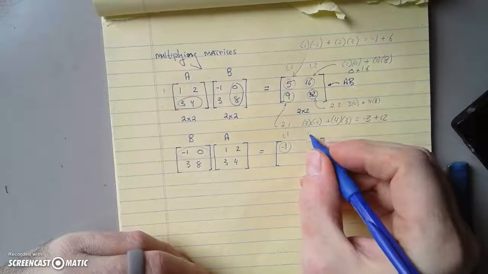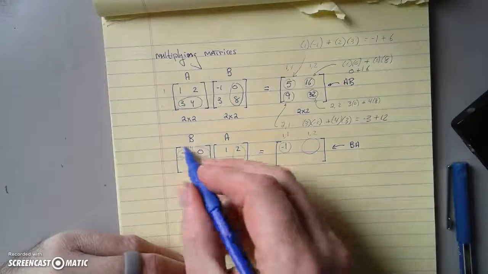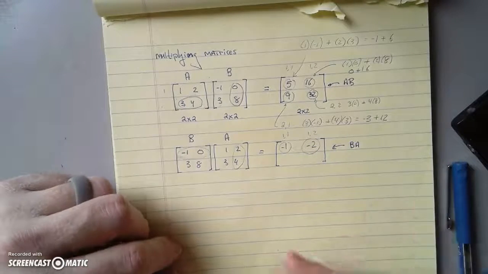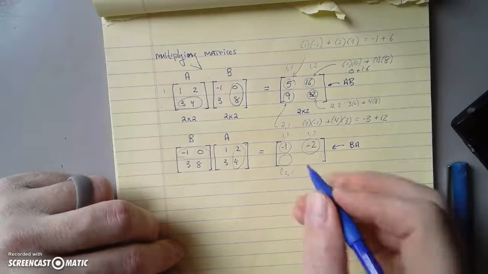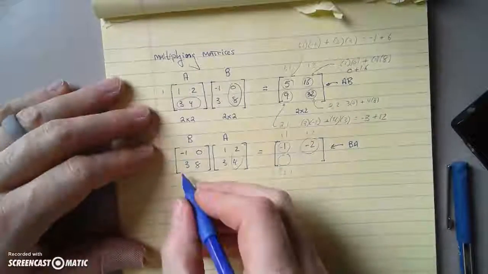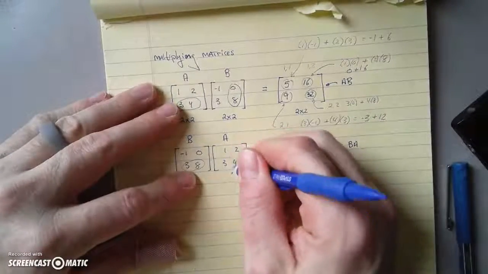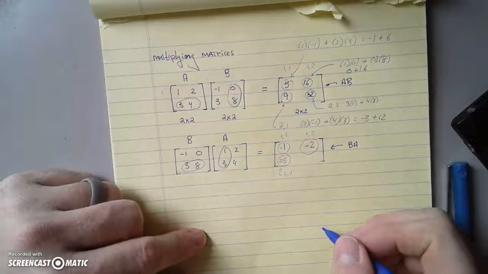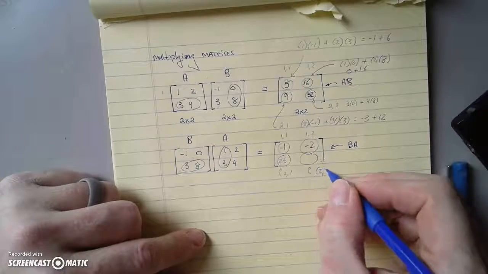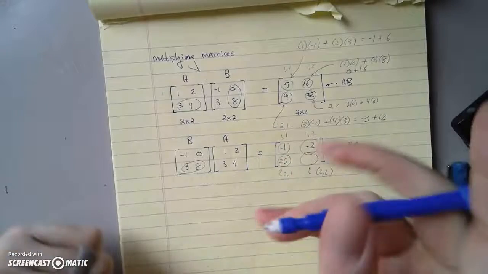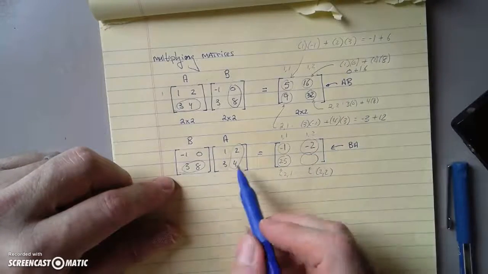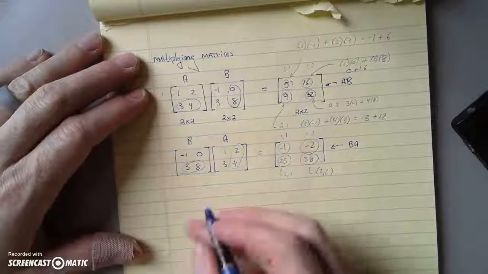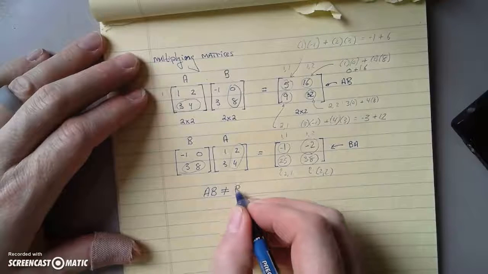For the 1, 2 spot, it's first row, second column, -2 plus 0. Okay. Now going down here, this is the 2, 1 spot. 2, 1 meaning we're going to use the second row, first column. That's 3 plus 24 is 25. And then for the 2, 2 spot, we use the second row, second column. This is 6 plus 32 is 38. So the punchline here is that AB is not equal to BA.